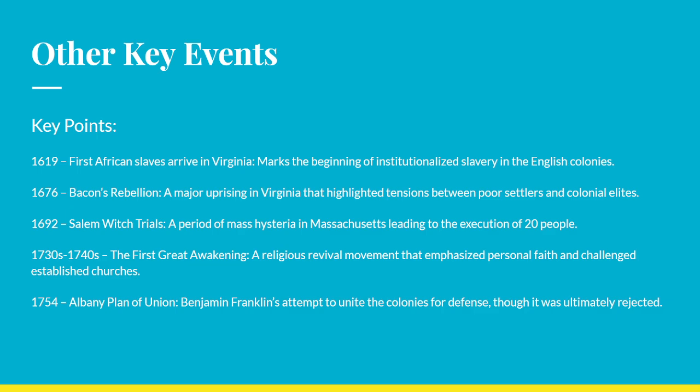So in the 1730s and 40s, the First Great Awakening also happened, which is going to become a lot more significant later on in the course, as once we begin talking about the development of a religious identity, this is where we will look back. This was a religious revival movement that emphasized personal faith and challenged established churches. There are a lot of key figures that we'll talk about, especially Jonathan Edwards and George Whitefield. Those were the two main figures of that time period.